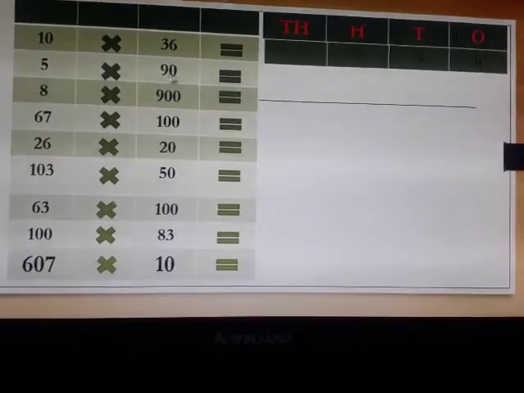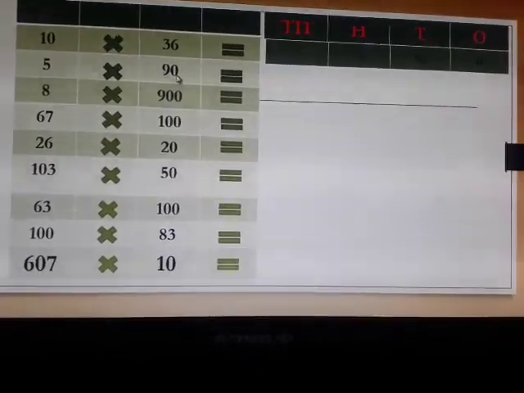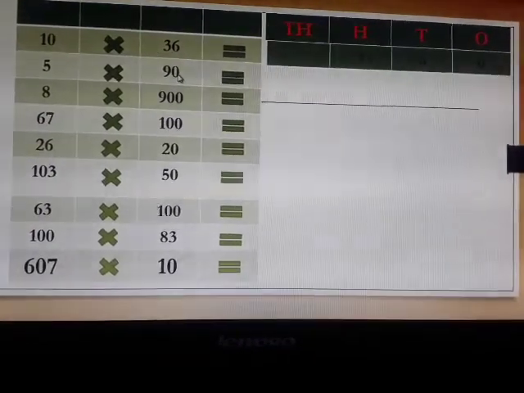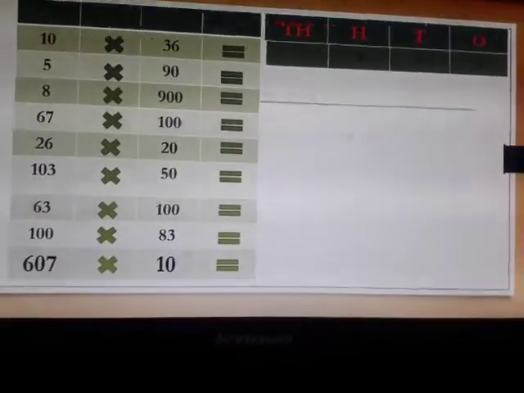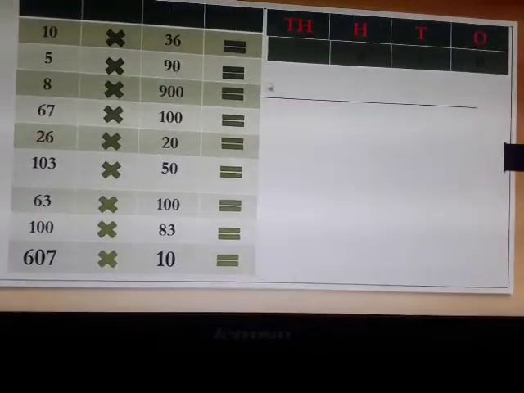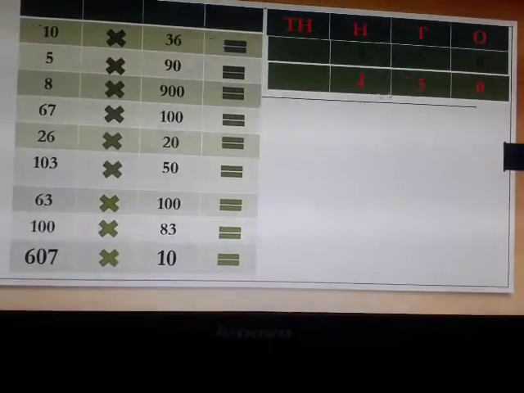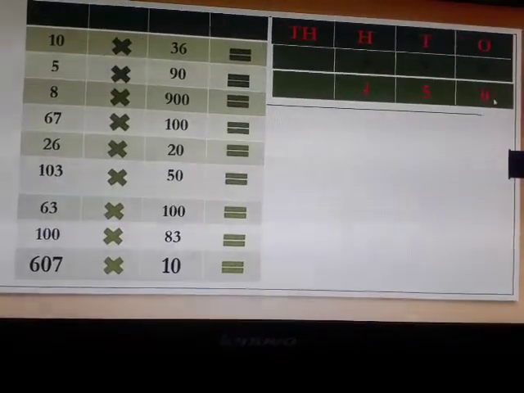Now here 5 multiplied by 90 is there. 90 is the multiple of 10. 10 9s are 90. So write this 0 at ones place, and 5 9s are 45. So your answer will be 450. This way you have to write this answer.